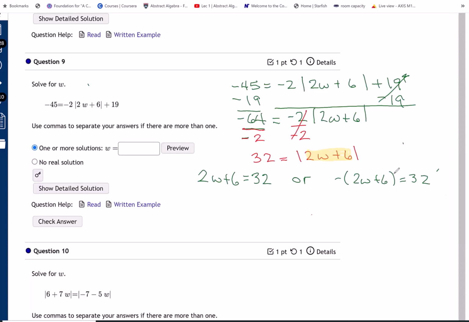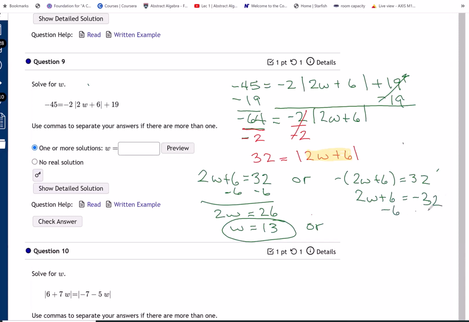And now I just solve. I'm going to have two solutions. I subtract 6 from both sides. I get 2w equals 26. w equals 13. I divided both sides by 2. Or, well, I'm going to take that negative, multiply both sides by a negative, and when I do that, I get 2w plus 6 equals negative 32.